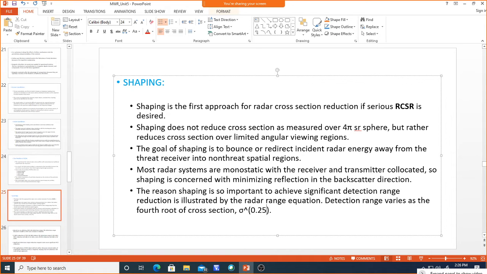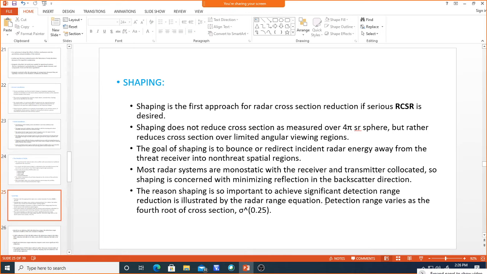So 1 over 4, it is sigma to the power 1 over 4, it is 0.25. So the detection range, as I said, varies as the 1 by 4th power of the radar cross section. So indirectly, shaping depends on the radar cross section in the radar range equation. The shaping may not appear, but it depends on the radar cross section. Based on this radar cross section, we can vary the detection range by using the shaping method.